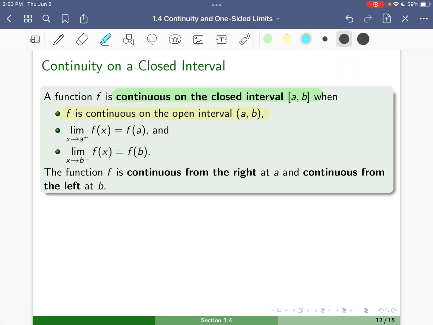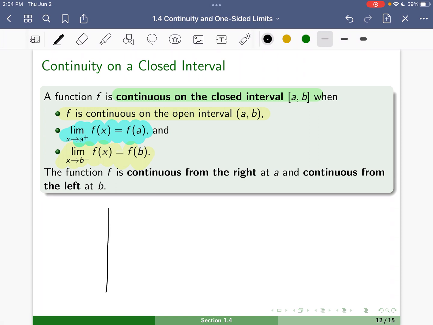The right-hand limit as x approaches a needs to be equal to f of a, and the left-hand limit as x approaches b needs to be equal to f of b. So the function is continuous from the right at a, and it's continuous from the left at b.